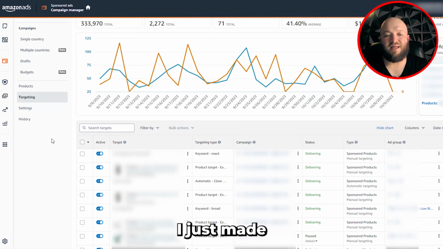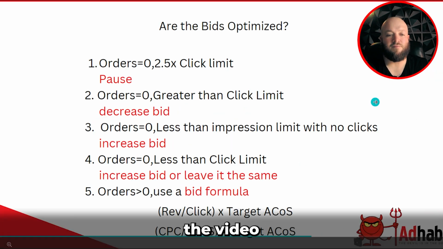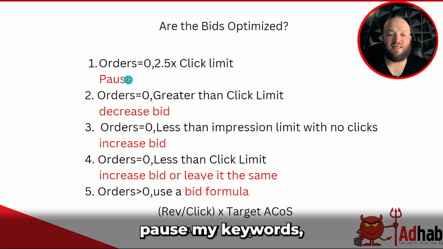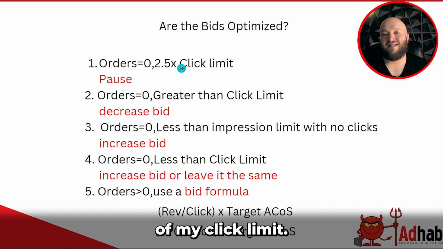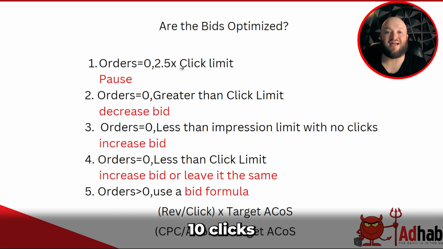All right, so let's jump into the targeting tab and walk through the steps. What I did is I made a quick report on the steps that you can take, so go ahead and take a screenshot of this and pause the video. Step number one, what I like to do is pause keywords, pause things that need to be paused, right? Orders equals 0, and I like to say around 2.5x of my click limit. Now my click limit depends on my conversion rate. So basically if you have a 10% conversion rate, it takes you 10 clicks to get a sale.